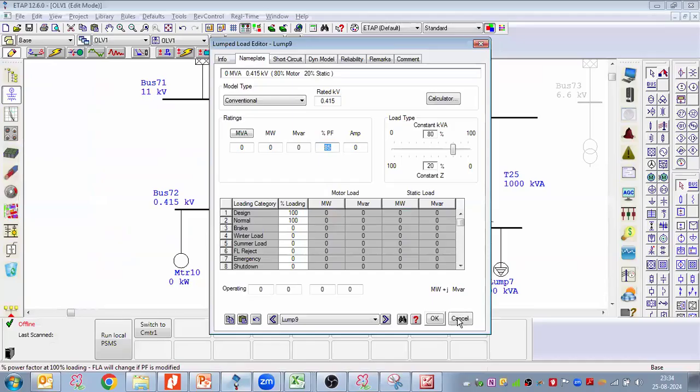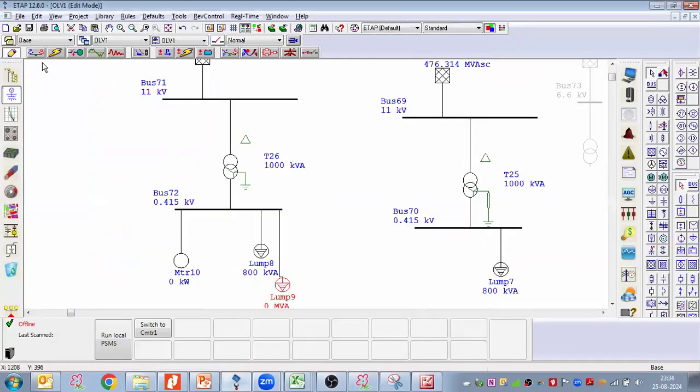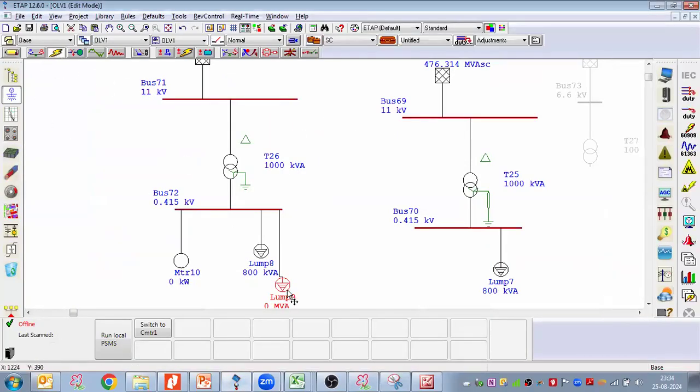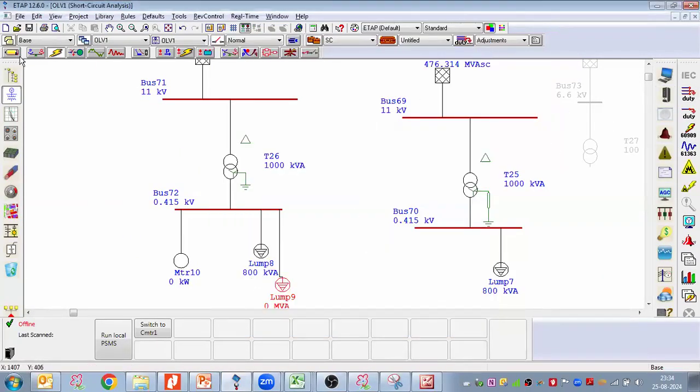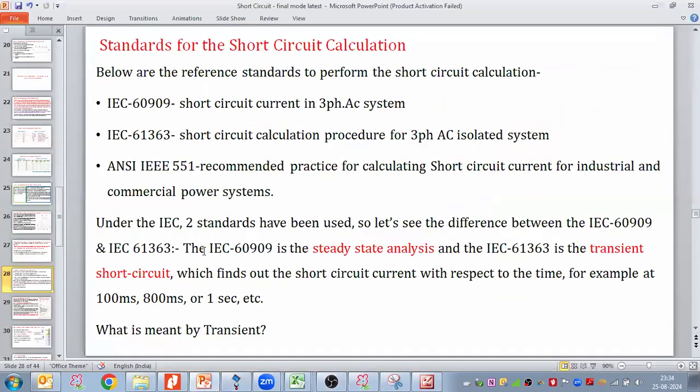The same we can see if we go to ETAP and click on short circuit analysis. When I click on short circuit analysis, I can see 60909 and 61363. So let us see the difference between both. IEC 60909 is the steady state analysis, and this is what we want. We want the steady state short circuit current.